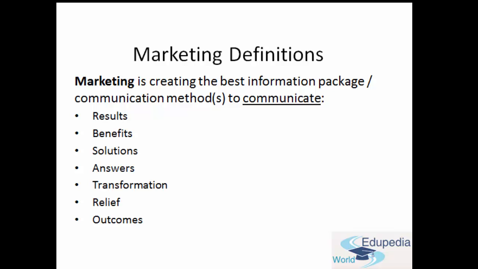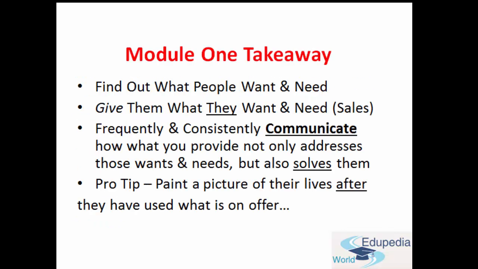So when we take half a step back and summarize, we said marketing and innovation. With marketing, you want to create the best information package or communication methods to communicate results, benefits, solutions, answers, transformation, relief, and outcomes. In module 1, we were saying find out what people want and need. This was the one main thing relative to marketing that I wanted you to have. Find out what people want and need, give them what they want and need, and then frequently and consistently communicate how what you provide not only addresses those wants and needs, but also solves them.